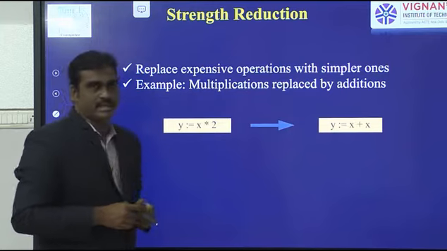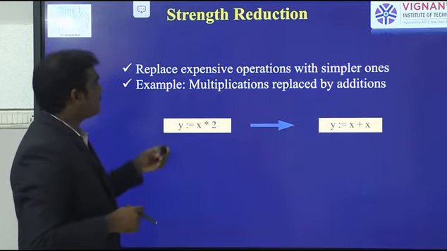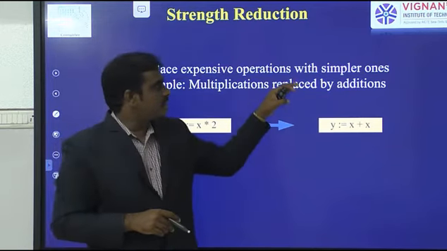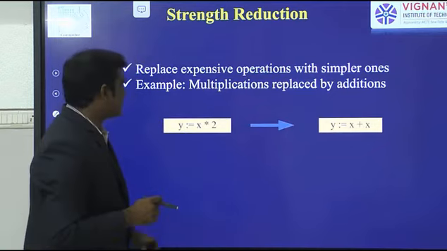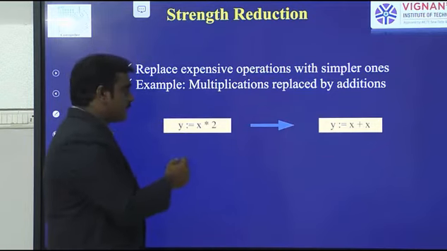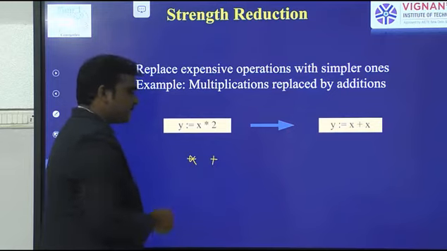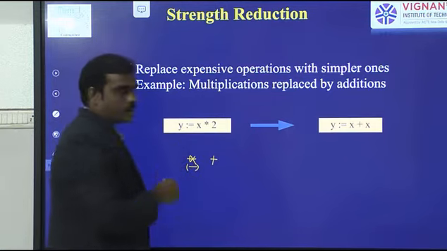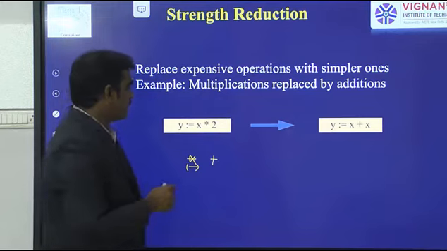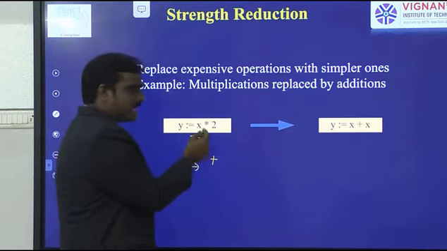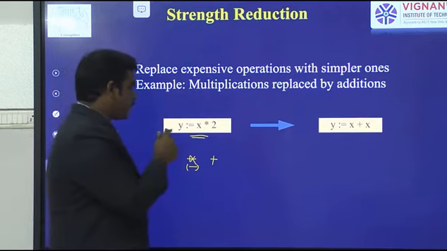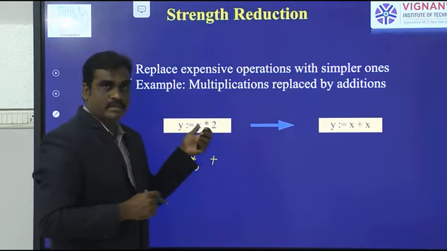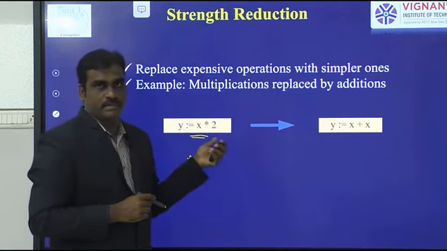And the next one is strength reduction. Here strength reduction means replacing expensive operations with simpler or cheaper ones. Suppose we take two operators, plus and star. Star is an expensive operator when compared to plus. So suppose the statement in our program is y equal to x into 2, that means every time x is multiplied by 2.